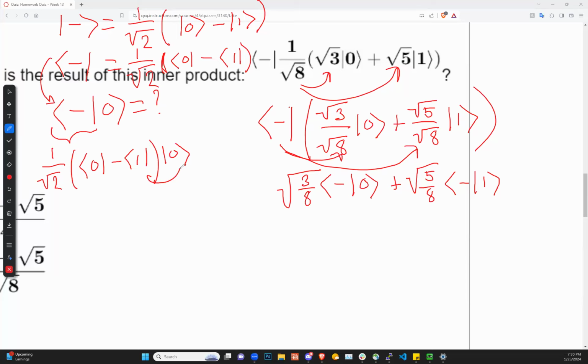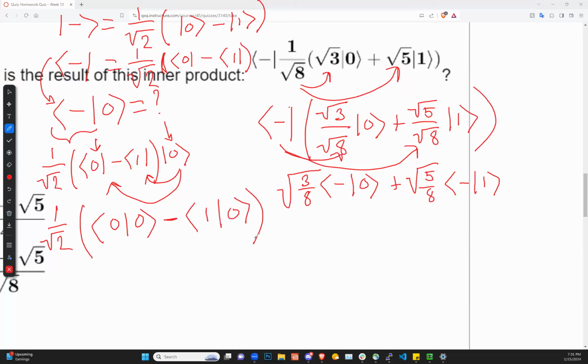We just need to distribute to get an inner product again. So to do this, we have 1 over the square root of 2 out front, and I'll leave it out front. And then we get the inner product between 0 and 0, which comes from this and this. And then I get a minus sign from right here, which I'm going to erase so we don't get confused. And then the inner product between the 1 state and the 0 state.